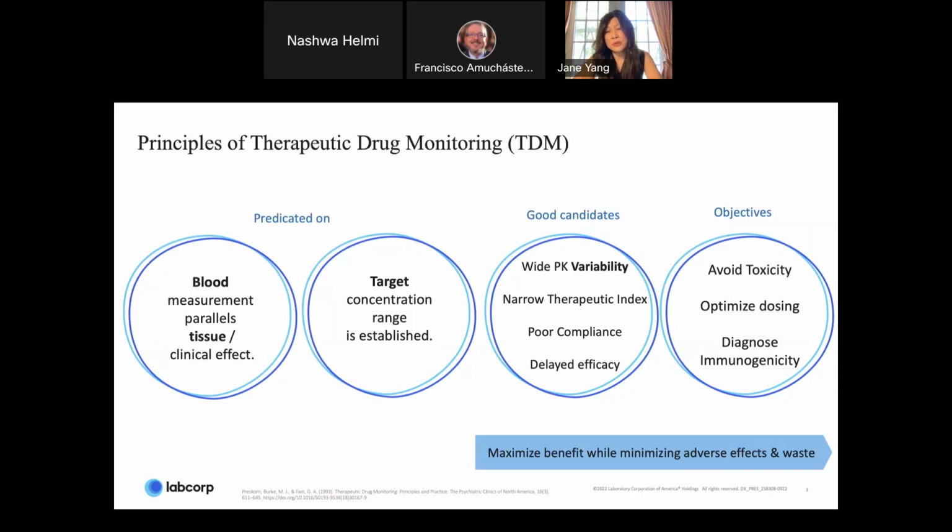Good candidates for monitoring are also certain drugs used indefinitely to treat lifelong chronic illnesses, where patient compliance can be imperfect or even poor. Also, when a drug is slow-acting or has a delayed clinical efficacy, TDM can be a helpful objective assessment of patient adherence. Always, the objectives of TDM are to maximize drug efficacy while minimizing adverse effects, and those adverse effects include drug waste and wasted time.